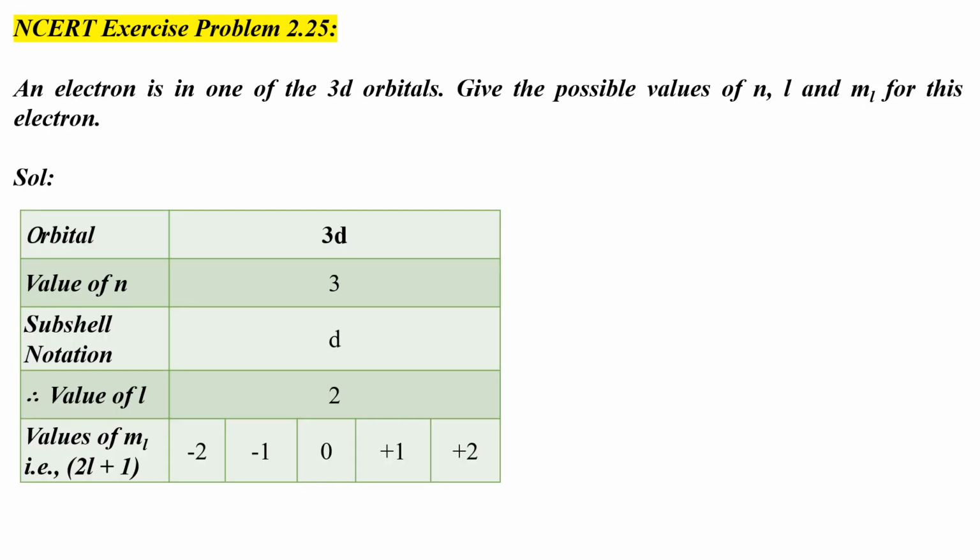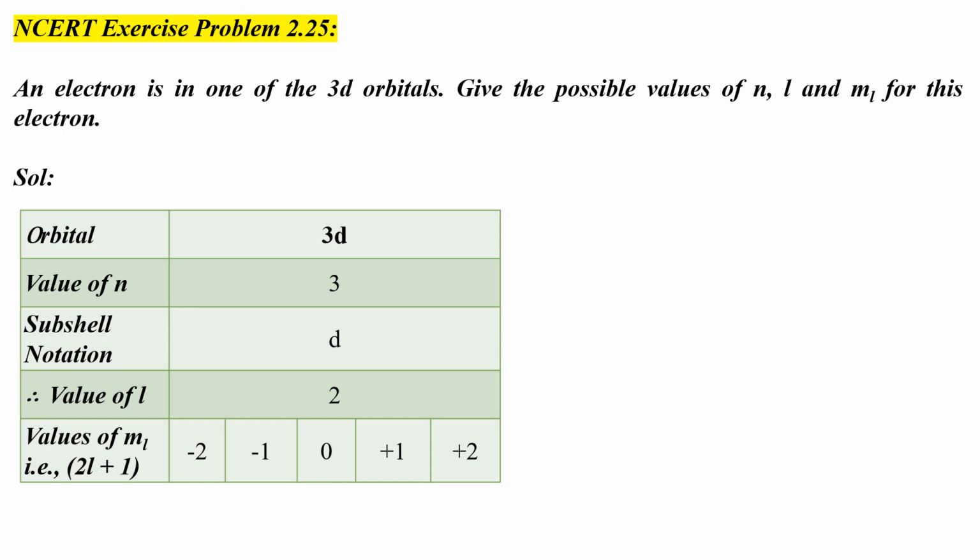Let's deal with exercise problem 2.25. An electron is in one of the 3D orbitals. Give the possible values of n, L and Ml for this electron. So, what is the information given to us? It is told that an electron is present in one of the 5 3D orbitals. Now, we are asked to write the corresponding values of n, L and Ml.